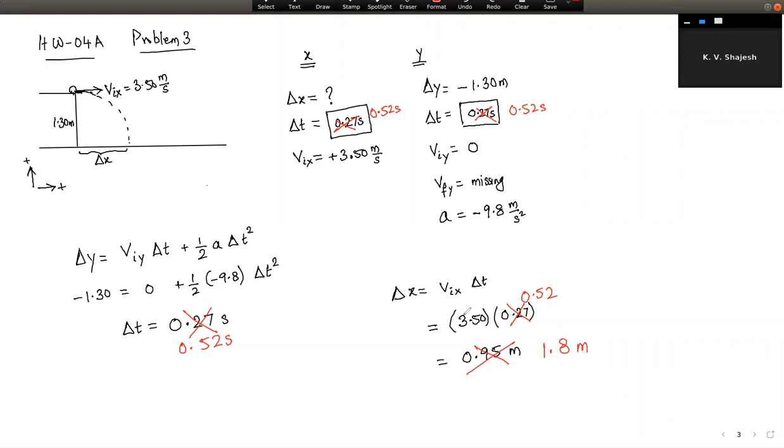Hopefully this error doesn't confuse you too much, because you will see this error only if you go through the whole video. But hopefully it is not too damaging.